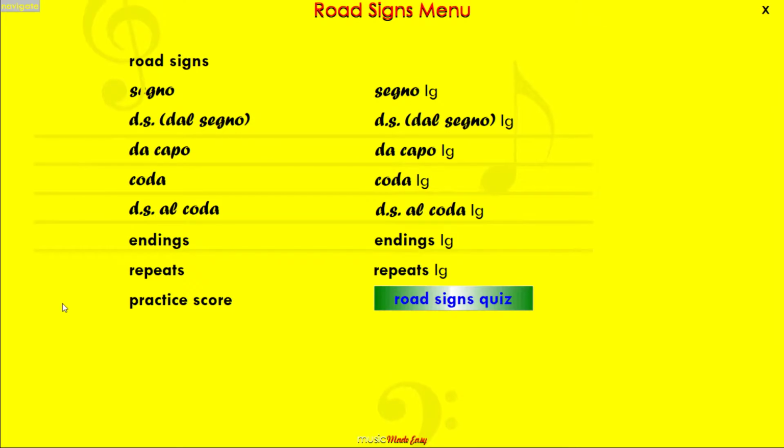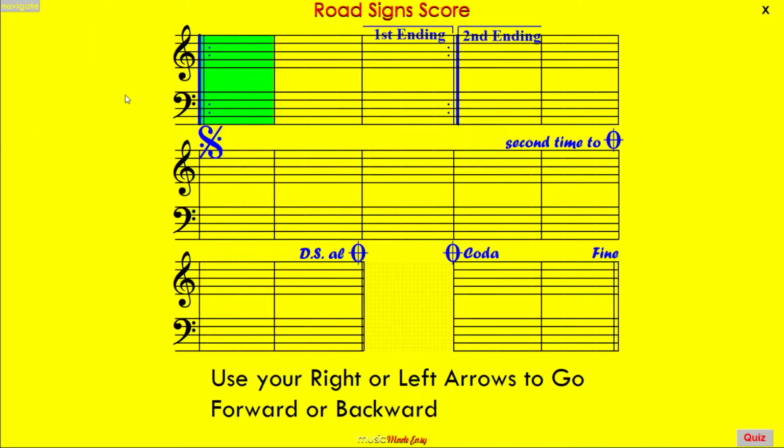Let's click on Practice Score and show you how the road signs of music work with a piece of music. And you'll see the green measure that goes to the first ending and then back to the repeat sign and then jumps to the second ending. And then as we pass through the segno, we know we're coming back here eventually. And we see the second time to coda, but this is the first time.